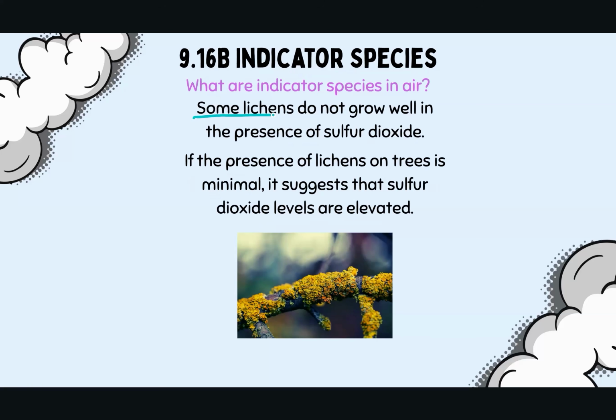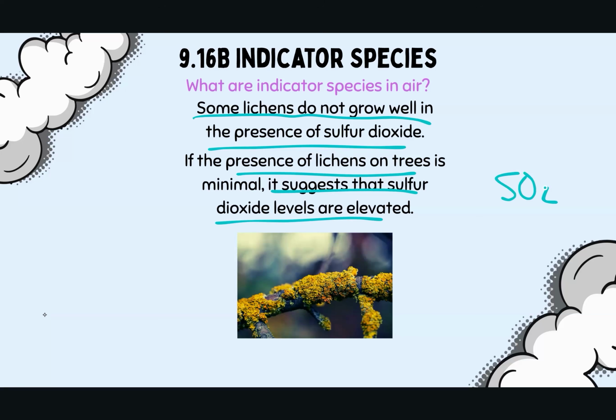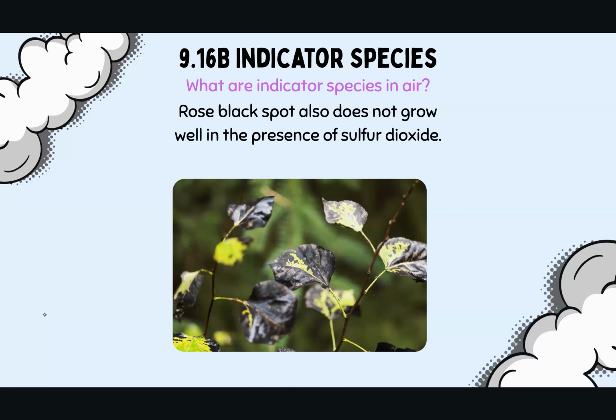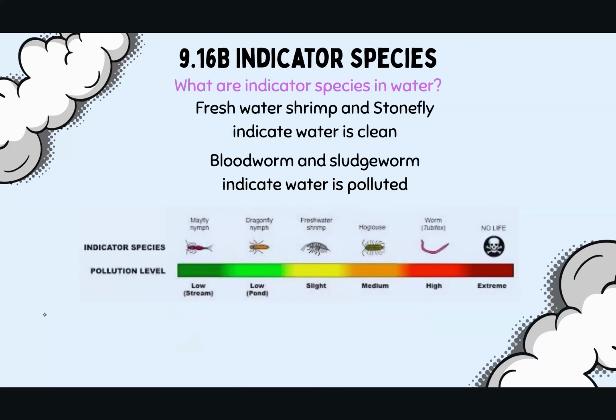So some lichen do not grow well in the presence of sulfur dioxide. So if you see less lichen on trees, it suggests that sulfur dioxide levels are elevated. So if you see trees where there's not much lichen, that suggests there's lots of sulfur dioxide in that area. Rose black spot also does not grow well in the presence of sulfur dioxide. Now, fresh water shrimp and stonefly indicate that the water is clean.